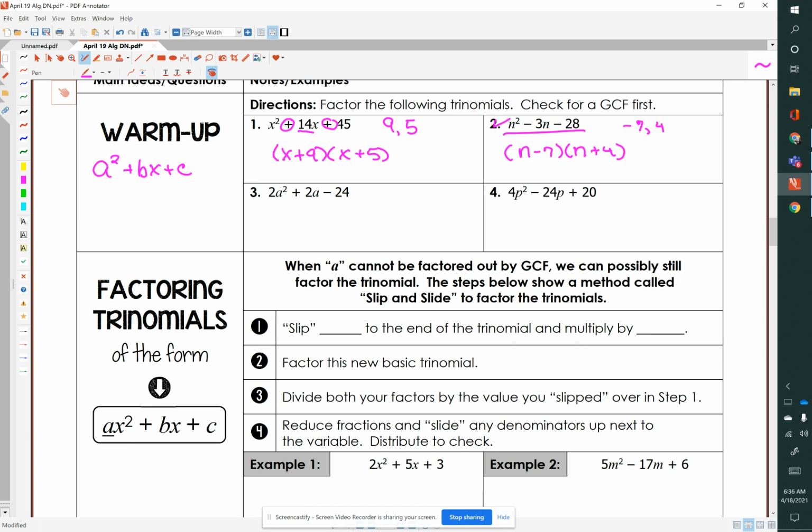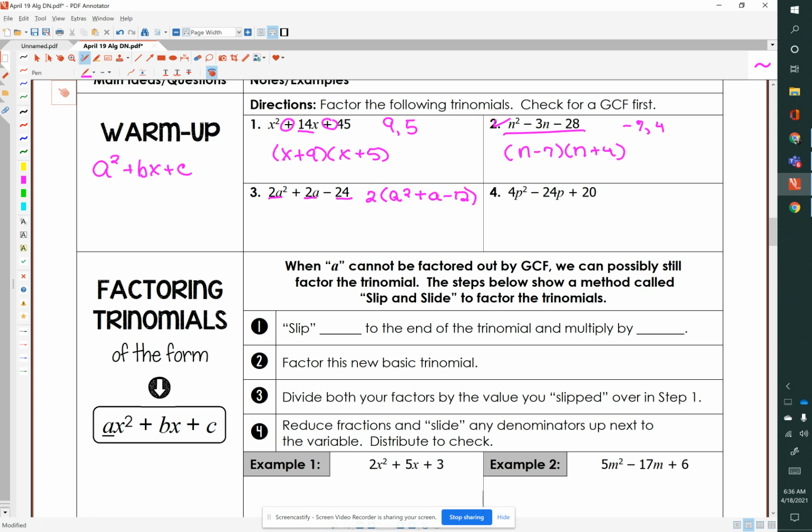Now, in the case of 3 and 4, we see that there is a greatest common factor we can factor out. So let's do that. When we factor out 2, we have a squared plus a minus 12.